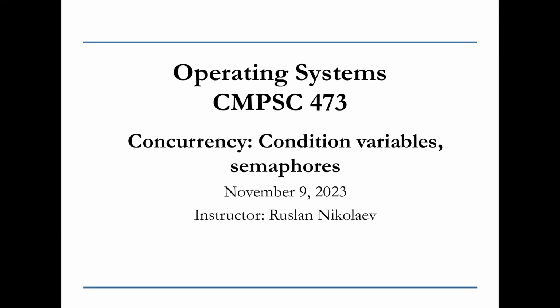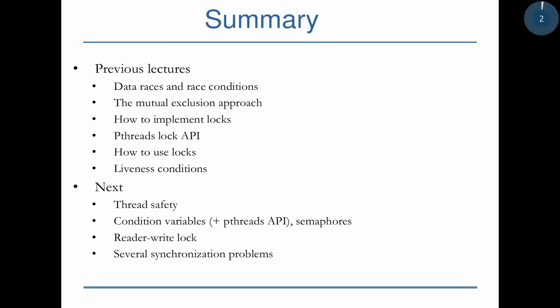Okay, so last time we talked about data races and race conditions, and we specifically described the mutual exclusion approach, how we can implement mutexes. We talked about specific implementations, Peterson's algorithm and Bakery algorithm. We also looked at the hardware implementations. We also described how we can use locks in pthreads, and looked at some liveness issues such as deadlocks and livelocks.